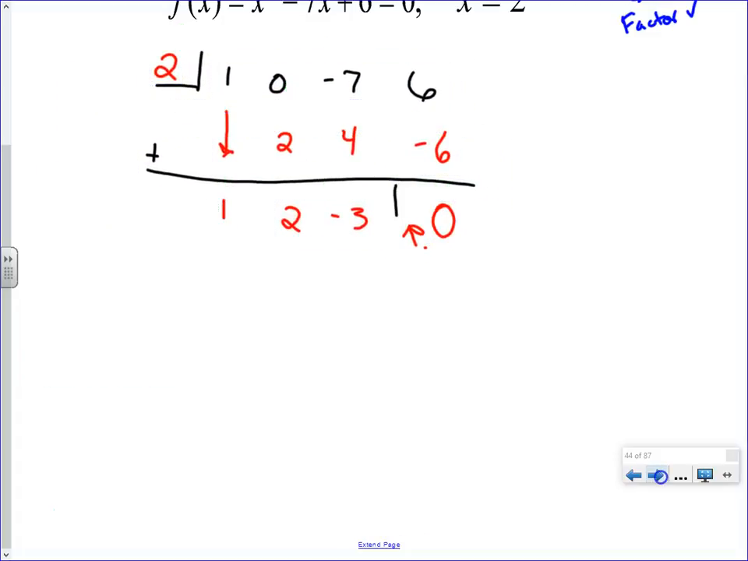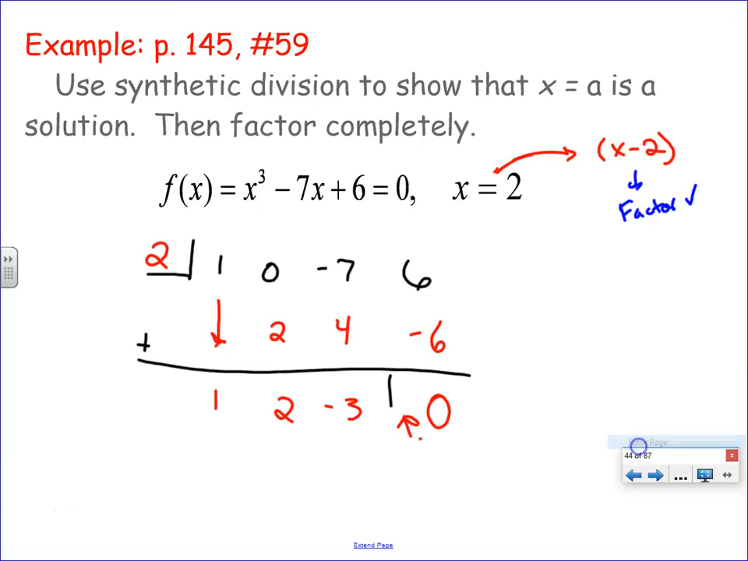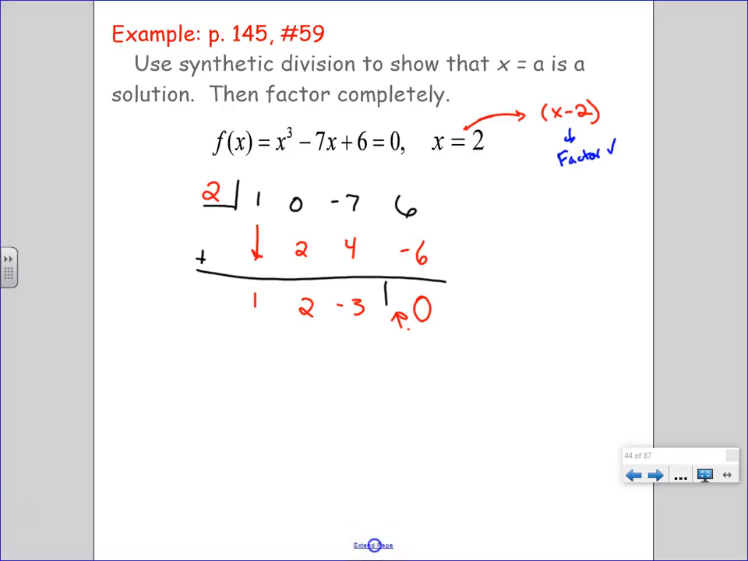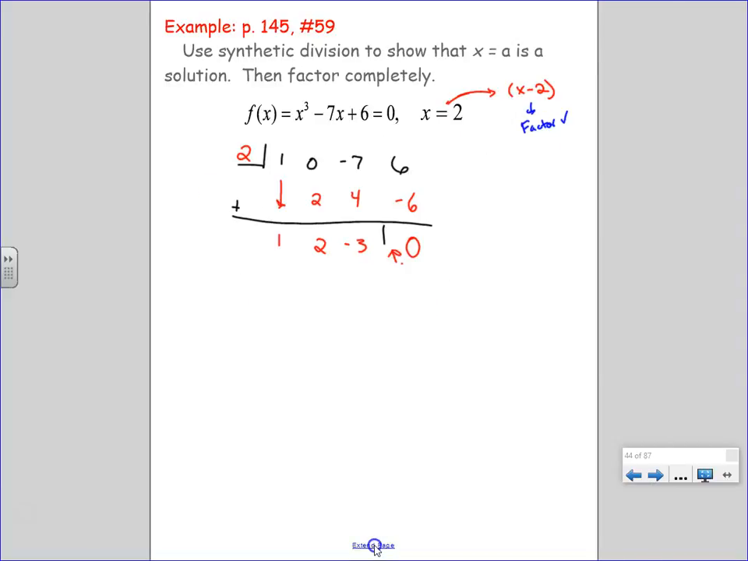Move this back over. What can I say this polynomial is, or what it equals, just from the synthetic division alone? It's equal to x squared plus 2x minus 3 times the factor, which is x minus 2. Do you agree? X minus 2 went in evenly, so I can, in a sense, factor that out. When I divide, who's left?